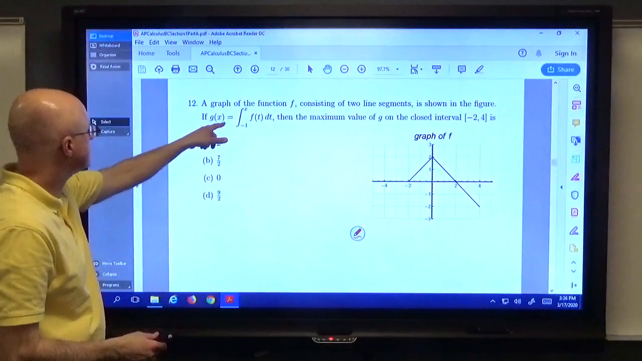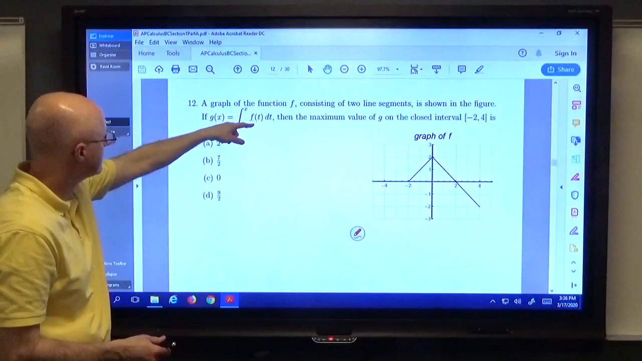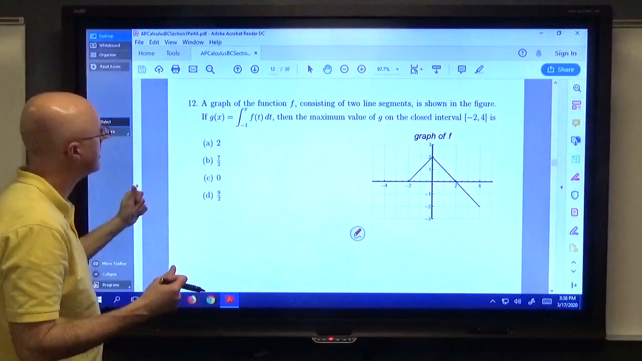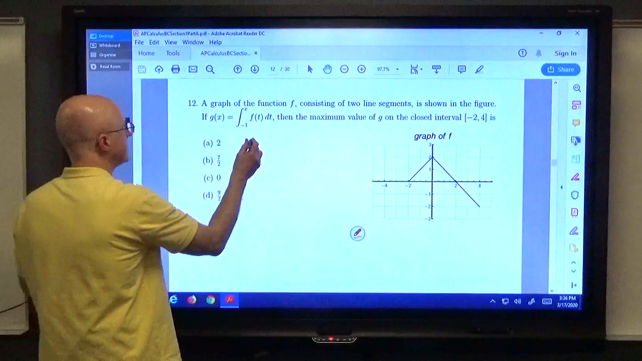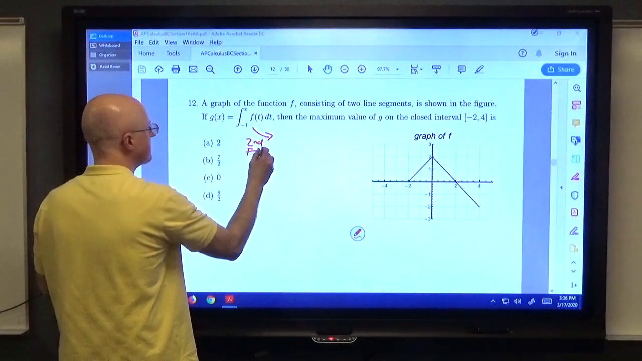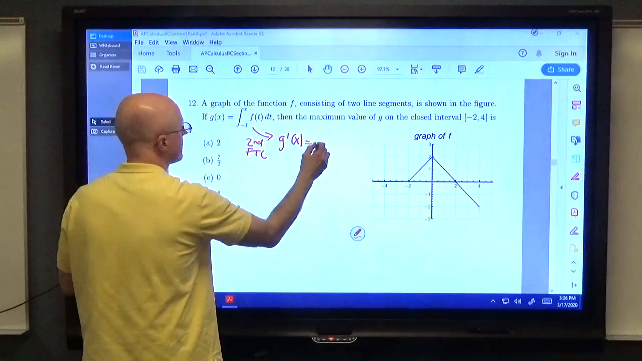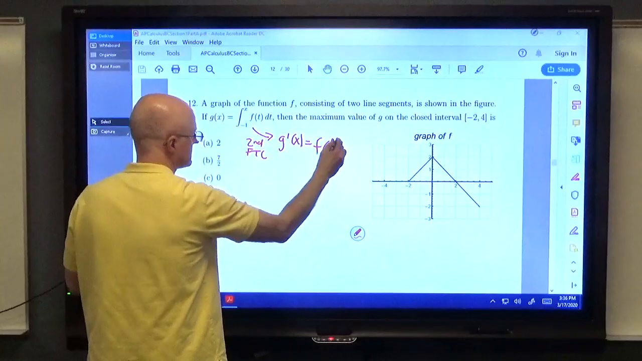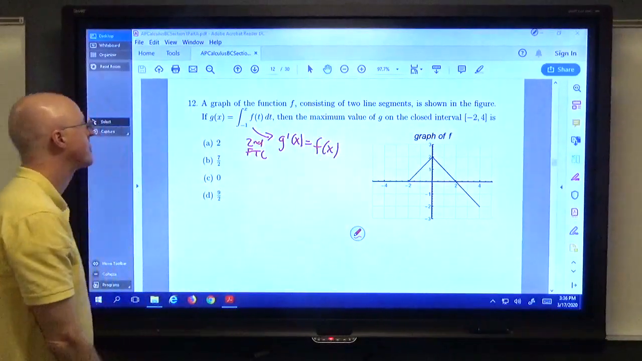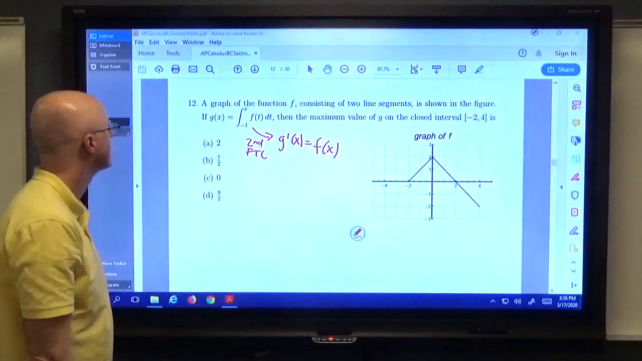G is this function defined by an integral where the upper limit is the variable of this function, little f. Again, alarm bells should go off in your head. That means by the second fundamental theorem of calculus, second FTC, that the derivative of g at an arbitrary value of x equals little f at that same value of x. There's an x there, not a t. And this is true for all x in this interval between -2 and 4.